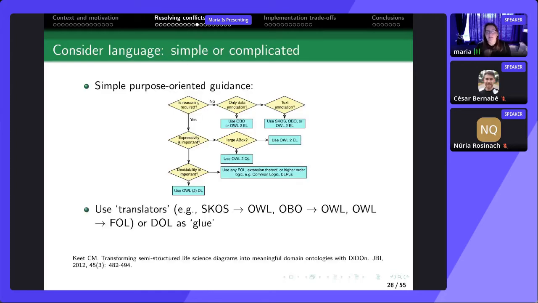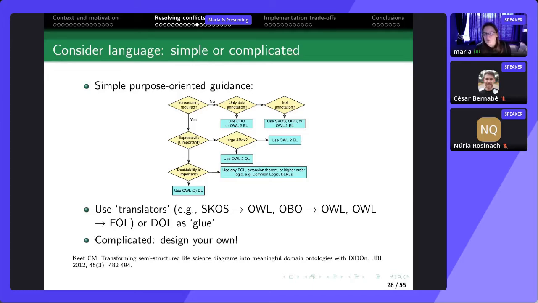It is slightly different with the language. We can do that simple or complicated. A simple purpose-oriented guidance are, for instance, some of those decision diagrams. If that still results in a conflict, you can use translators such as OBO to OWL, and you could even go from OWL to first order logic if you would want to go first order logic. There are other options as well if you want to keep your original ontology language, and then you can use the Distributed Ontology Language as a glue to be able to piece that together.